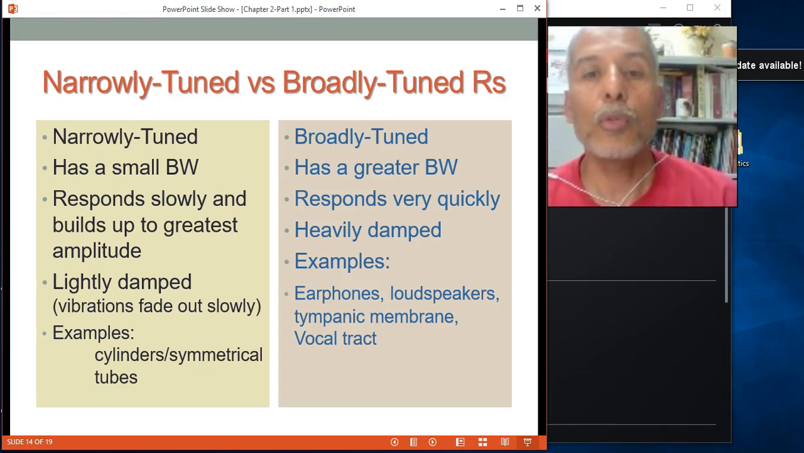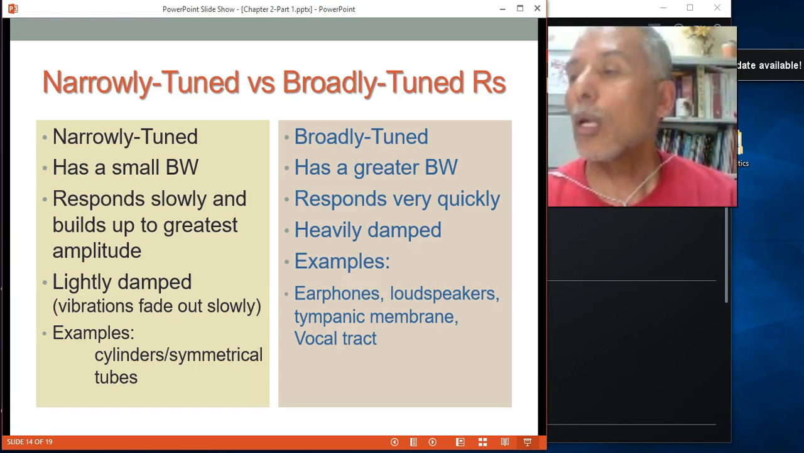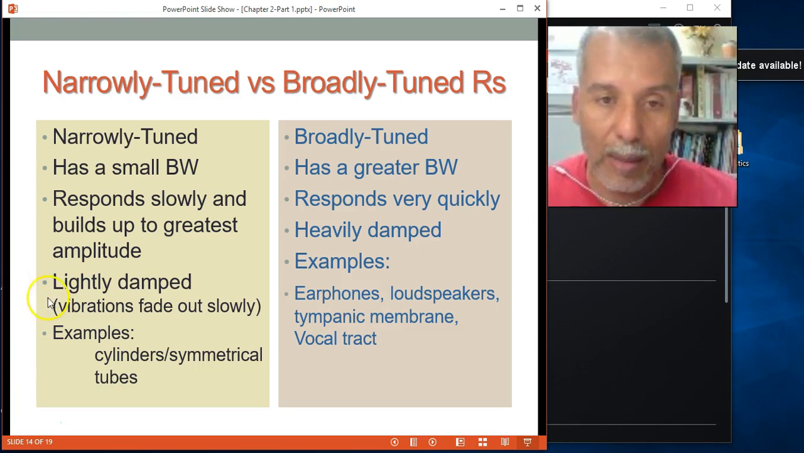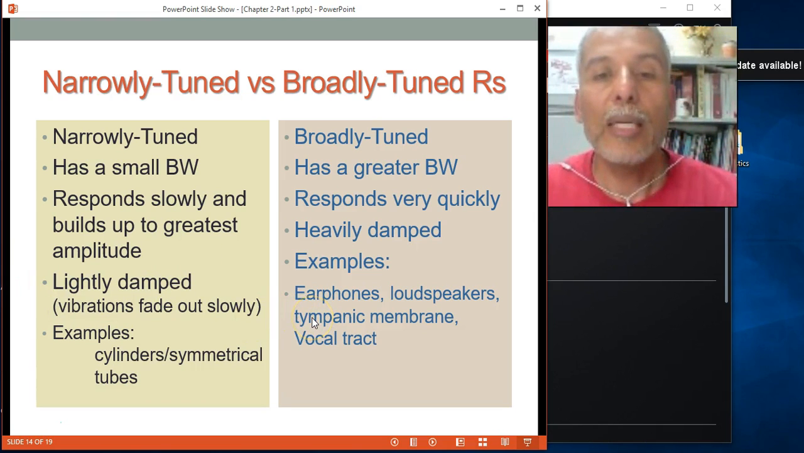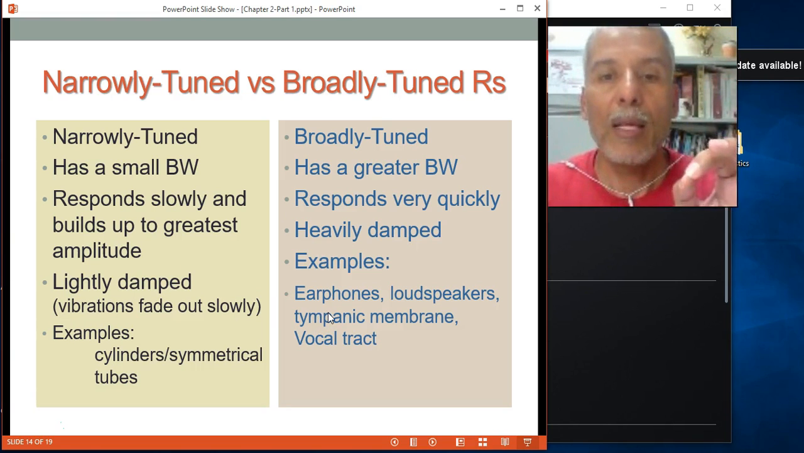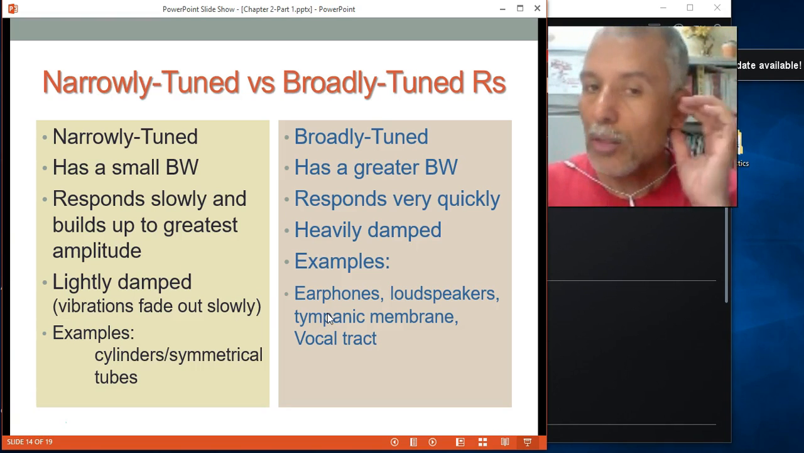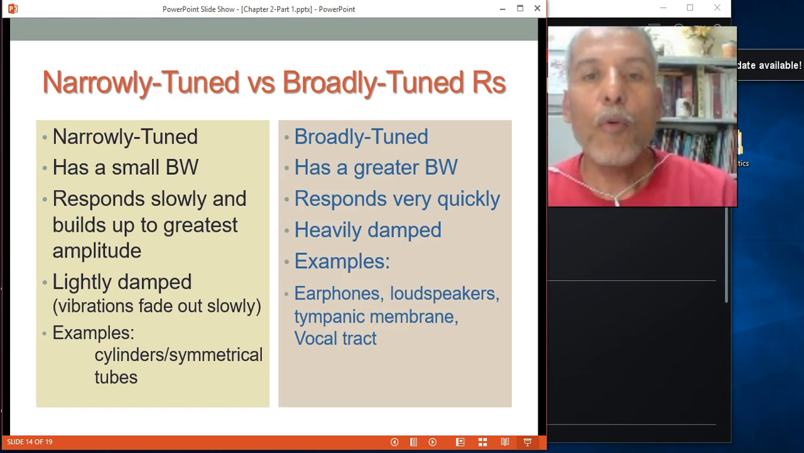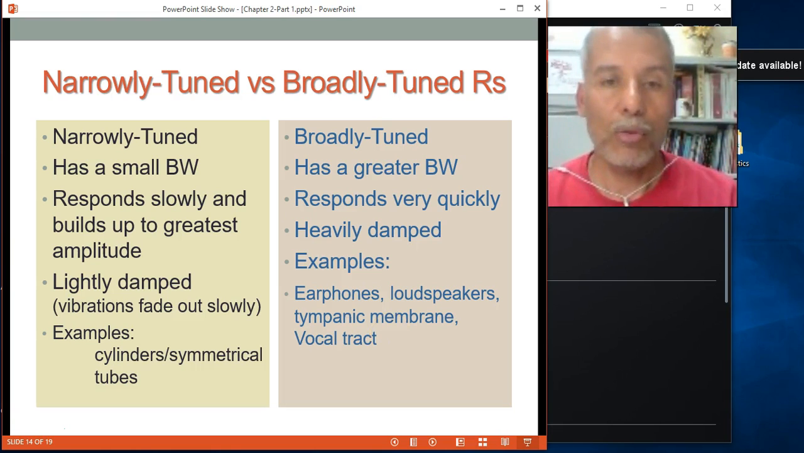Examples are earphones, loudspeakers. Actually, this is an error. It's not the tympanic membrane. I apologize. It is the ear canal. The ear canal is a broadly tuned resonator. The vocal tract itself is a broadly tuned resonator.